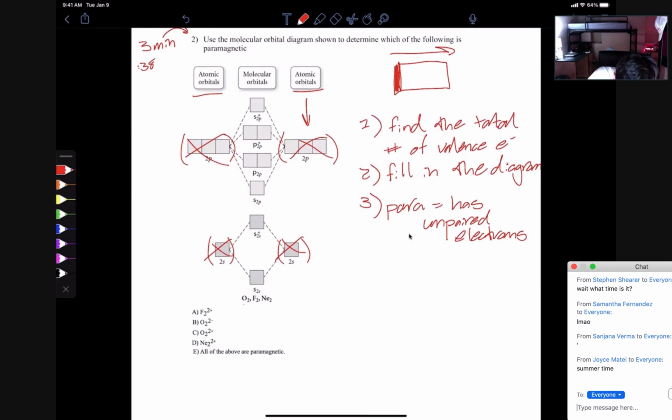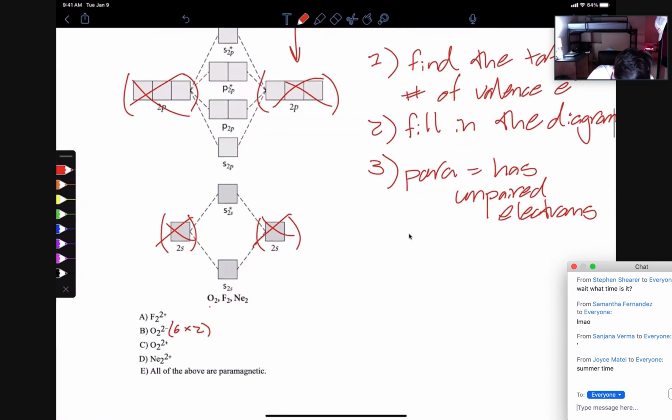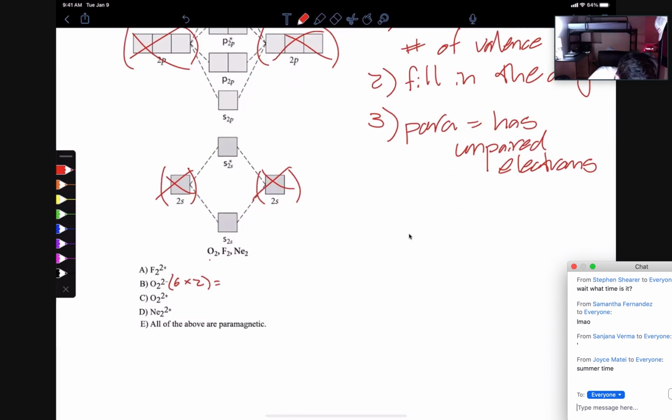So starting with B, oxygen is going to have 6 valence electrons, and there's 2 oxygens in O2 2-. So that comes out to 12 total valence electrons, but this is 2-, so we're going to add 2 electrons to this.